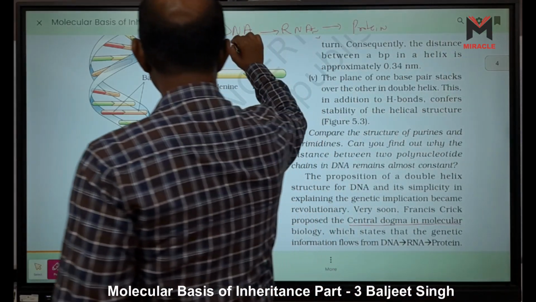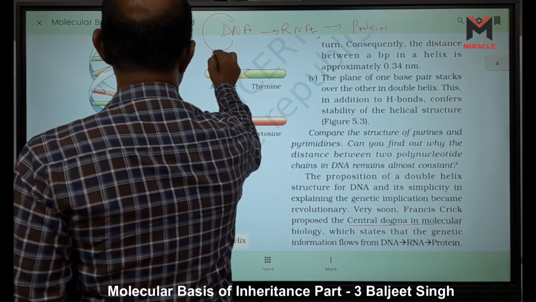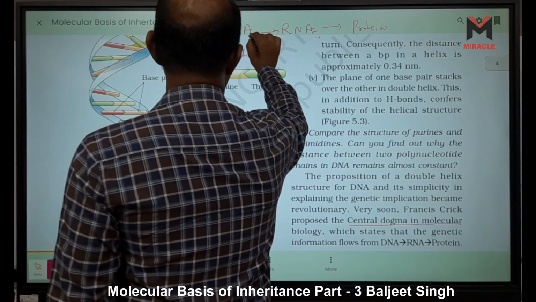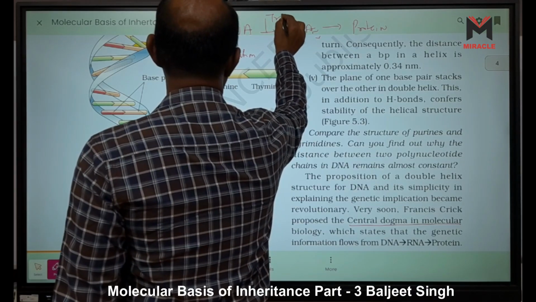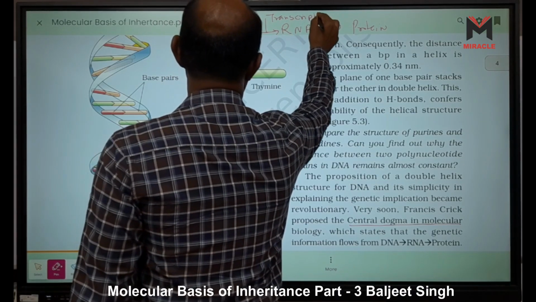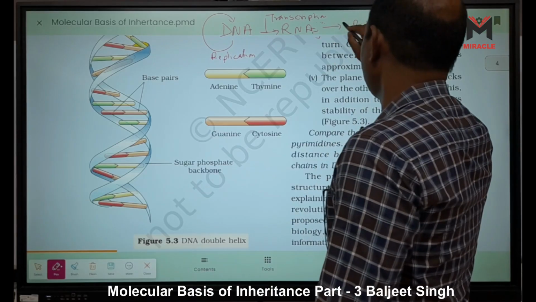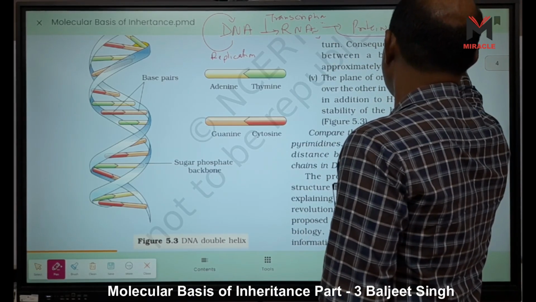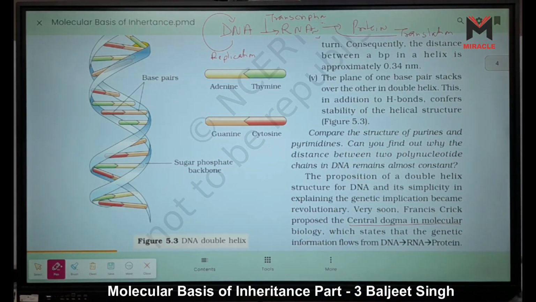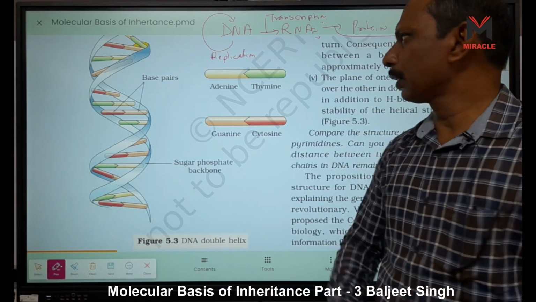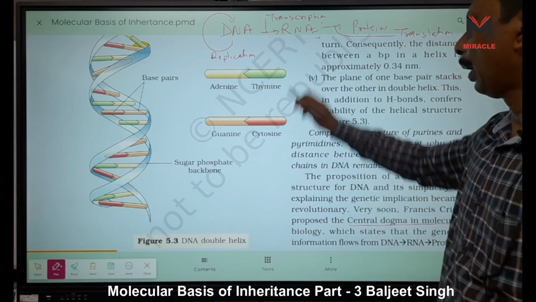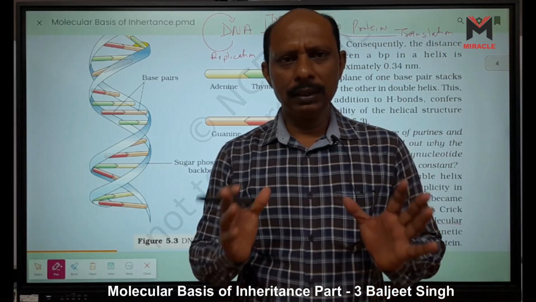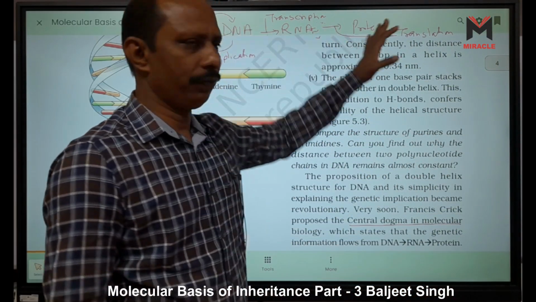Look, DNA through replication forms DNA. This process is called replication or duplication, right? And DNA forms RNA. This process is called transcription, right? And RNA forms protein. This process is called translation. So DNA forms DNA, that is replication or duplication. DNA forms RNA, transcription. RNA forms protein, that is translation. And this is the total; we can say this is life.